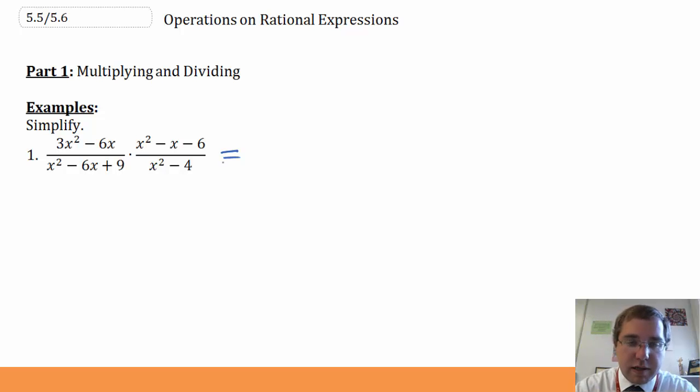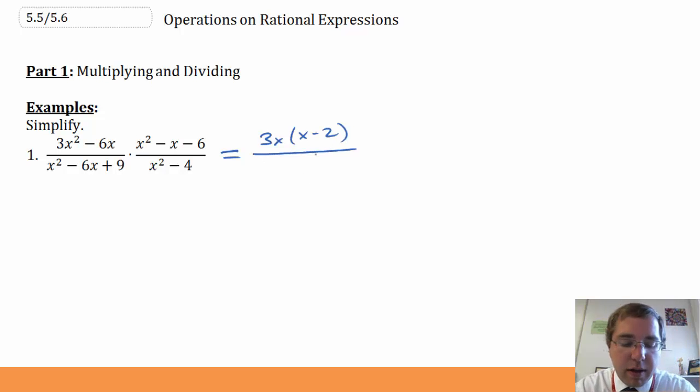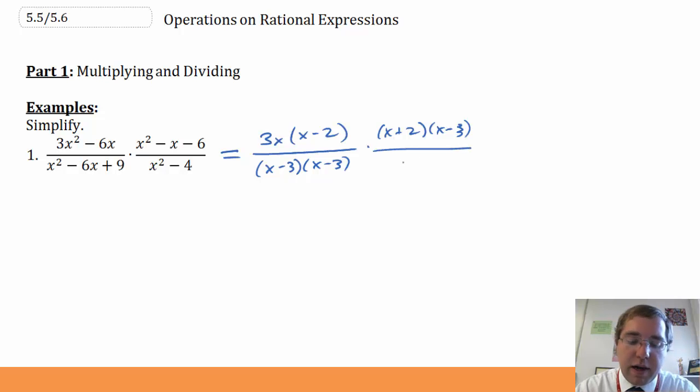Let's start with the first fraction, in the numerator. We have a common factor of 3x that we can take out, leaving us with x minus 2. On the bottom, x squared minus 6x plus 9 factors as x minus 3 times x minus 3. In the second fraction, in the numerator, x squared minus x minus 6 factors as x plus 2 times x minus 3. At the bottom of the second fraction, x squared minus 4 is the difference of squares that factors as x minus 2 times x plus 2.